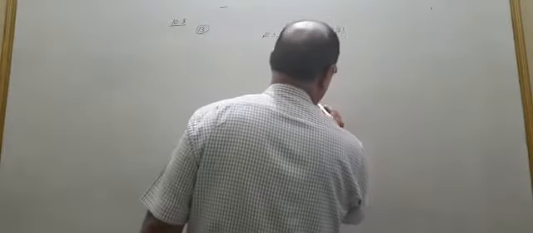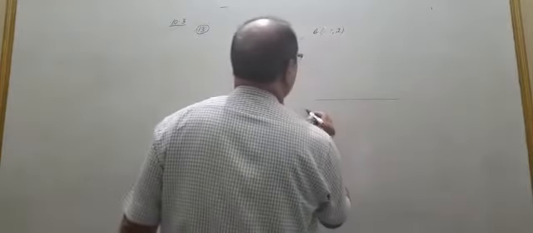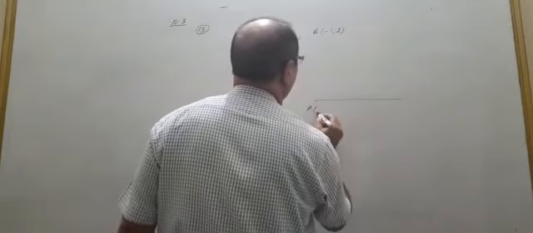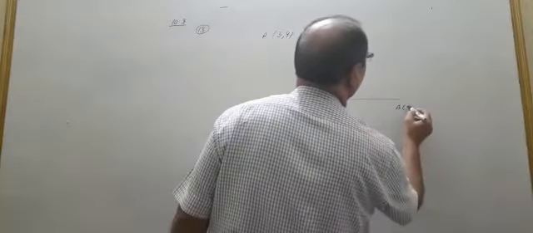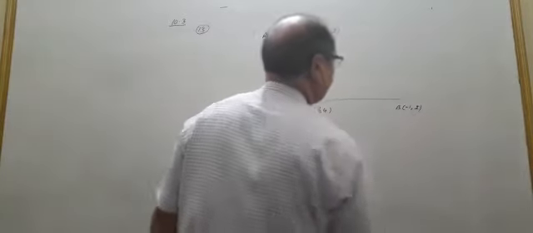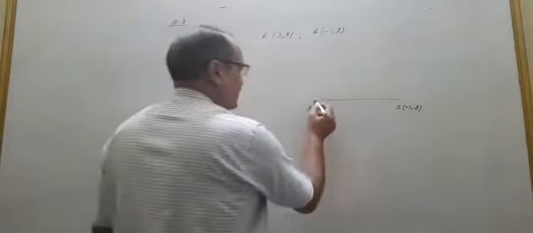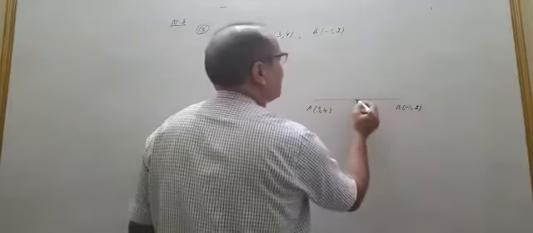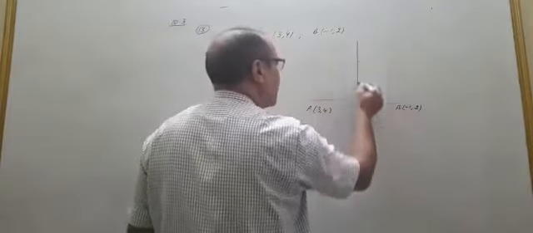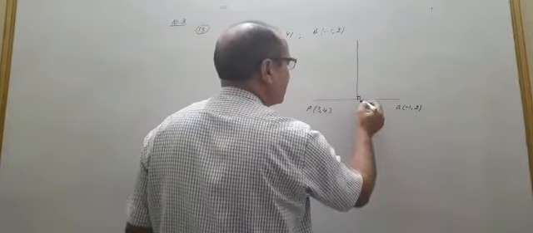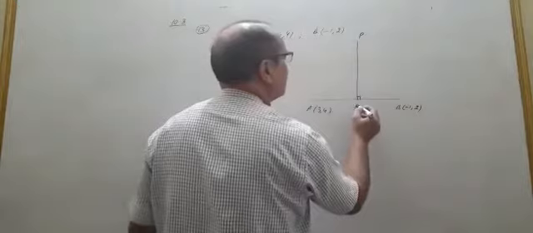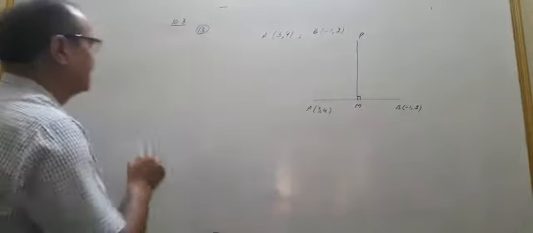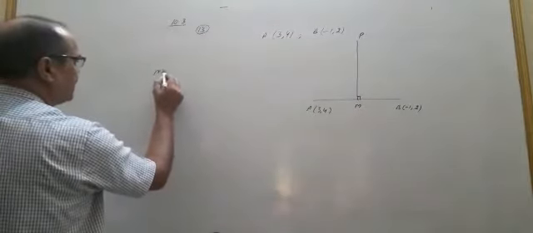So right bisector means this is a point A with coordinate 3 and 4 and this is a point B with coordinate minus 1 and 2. The right bisector is the line which passes through the midpoint of AB and is perpendicular to it. तो ये P point मैंने ले लिया. PM is the right bisector. So first of all we will find the coordinate of this M.